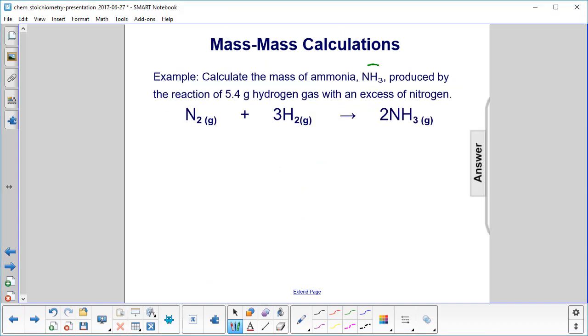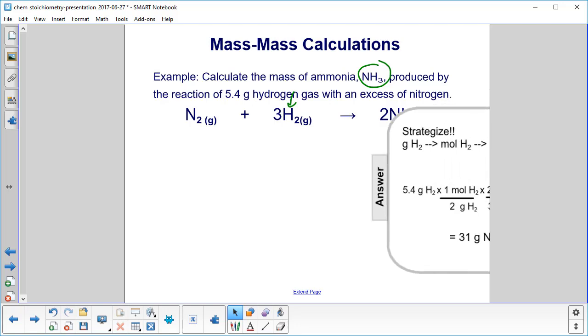Calculate the mass of ammonia produced by the reaction of 5.4 grams of hydrogen gas with an excess of nitrogen. Excess of nitrogen means there's plenty of nitrogen there for all of the hydrogen gas to react. We will talk about that a little later in this unit, so don't worry about that now. So go ahead and work this on your own. When you're ready, please come back. Pause the video. Come back when you're done, and we'll pull out the answer tab.